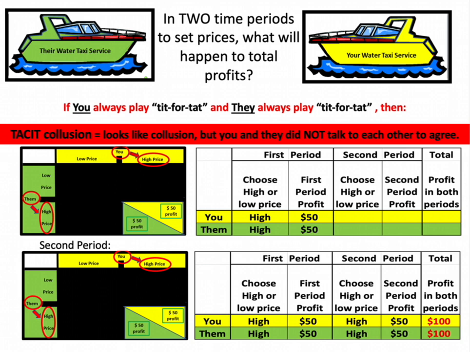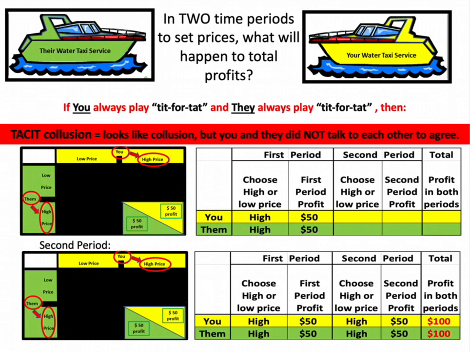Okay? So we call that tacit collusion. It's not against the law. It just looks like it's collusion, but it isn't. Okay? Because you never got together and agreed to what the price should be. So how many times have you gone by gas stations and you see the prices are identical? Okay? Because they're opposite corners. Same kind of thing. Okay?